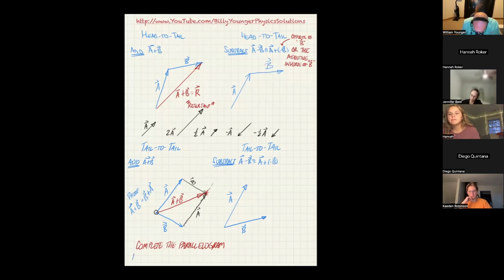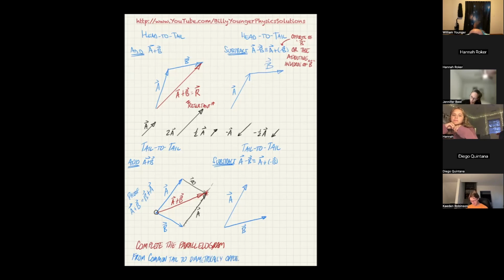So from the common tail to the opposite corner. So in other words, you just go across the diagonal to the opposite corner, and that's where your vector is going to be.